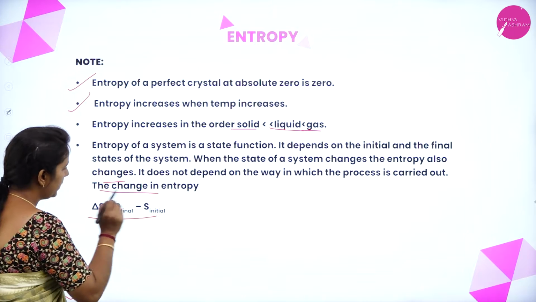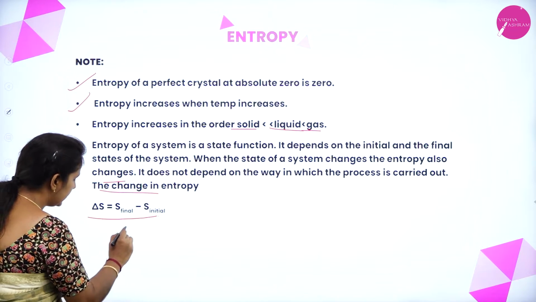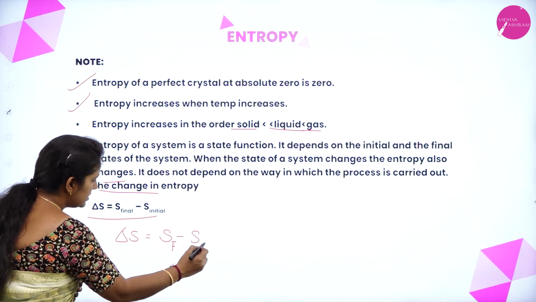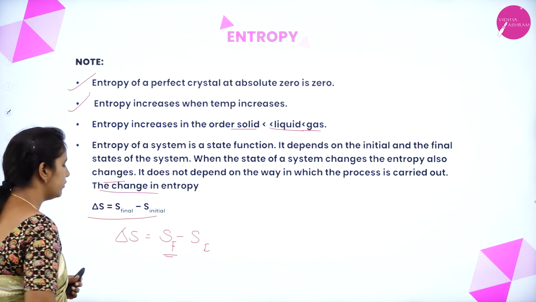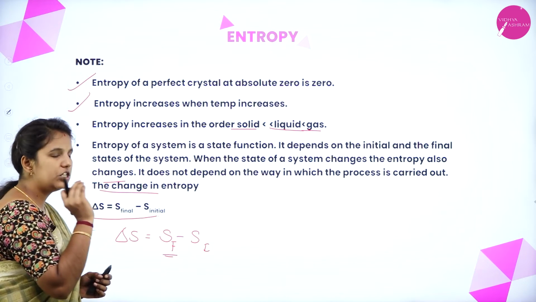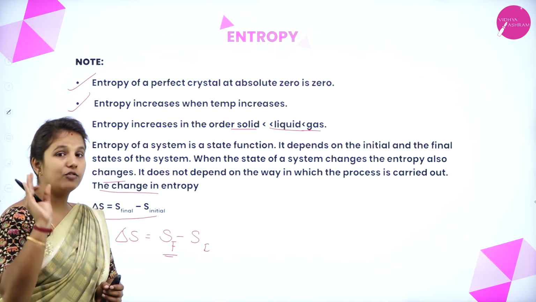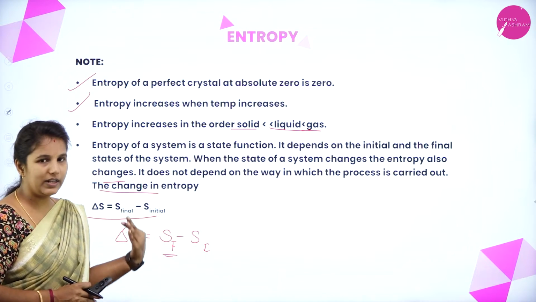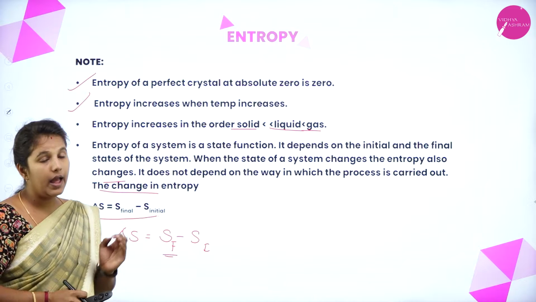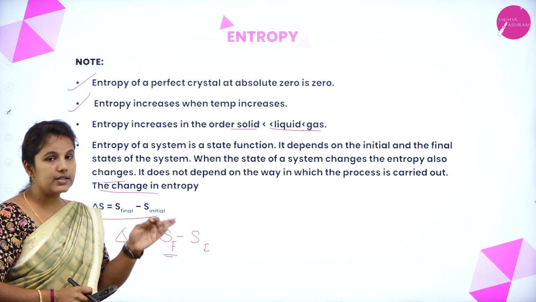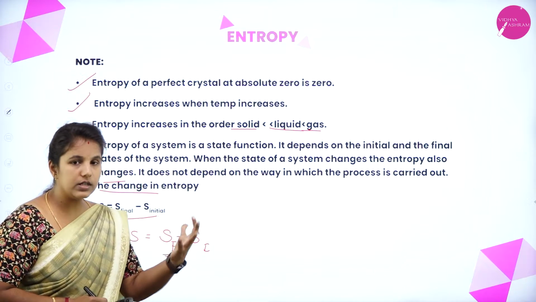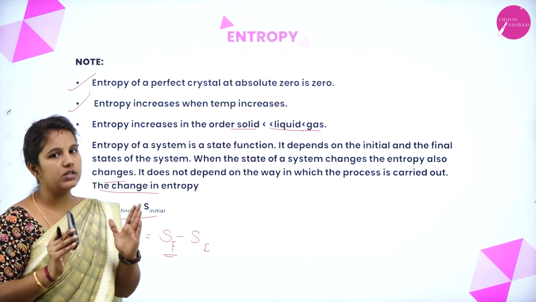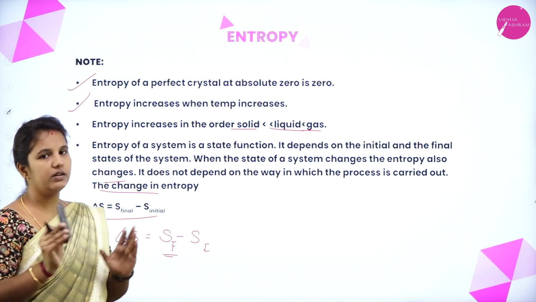The change in entropy is given by the formula delta S equals S final minus S initial. What does that mean? The entropy of the final state minus the entropy of the initial state will give the change in the entropy. And remember, it is a state function. It does not depend upon how the entire process takes place. It actually depends upon the state of the system, that is, the initial and the final state.